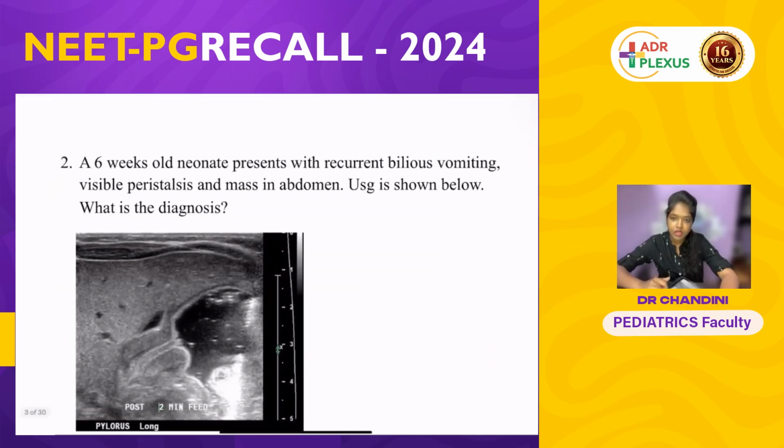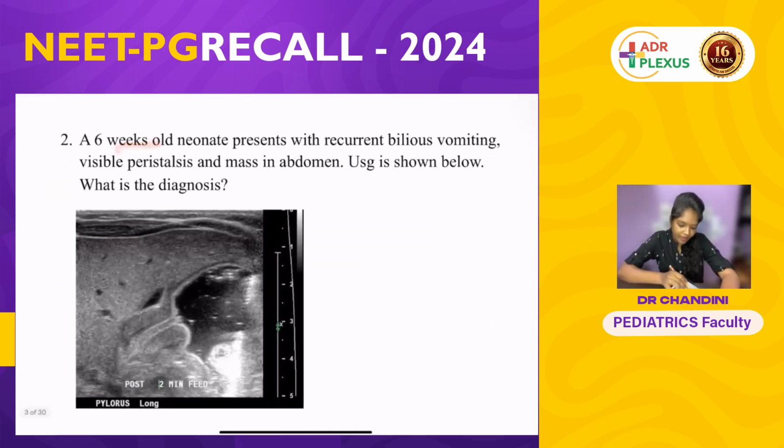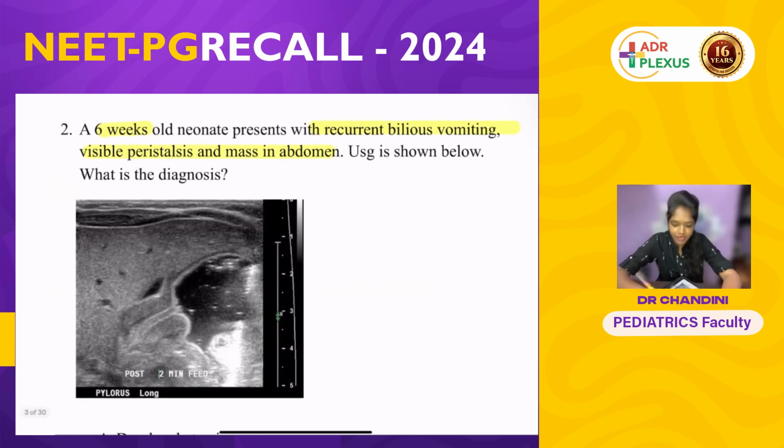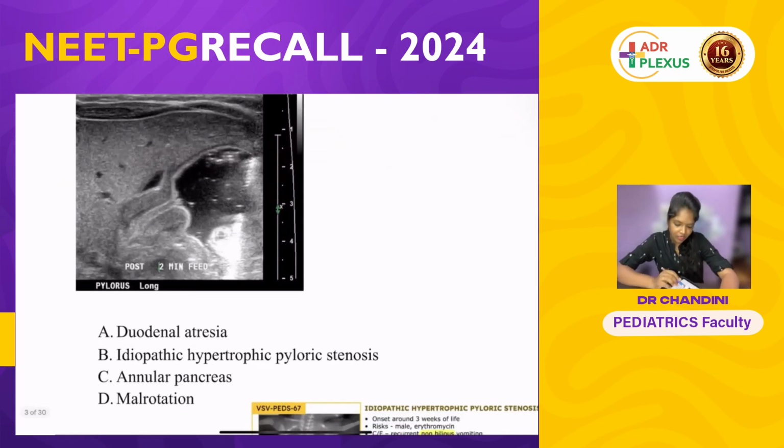Second question. A 6 weeks old neonate presents with recurrent bilious vomiting, visible peristalsis and a mass in the abdomen. I think the question here is actually non-bilious vomiting, because the ultrasound points towards that. Most probably it could be non-bilious vomiting, visible peristalsis and a mass in the abdomen. An ultrasound was given. What do you see in the ultrasound? You can see the pylorus, which is very long.